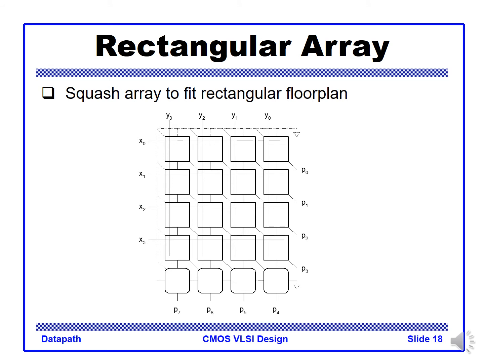We can move this diamond shape into a rectangular shape by rearranging the connections. Then we can make a more compact design to fit the rectangular floor plan.